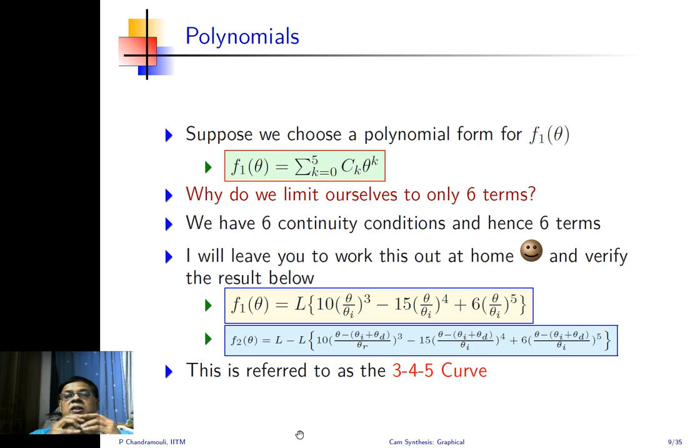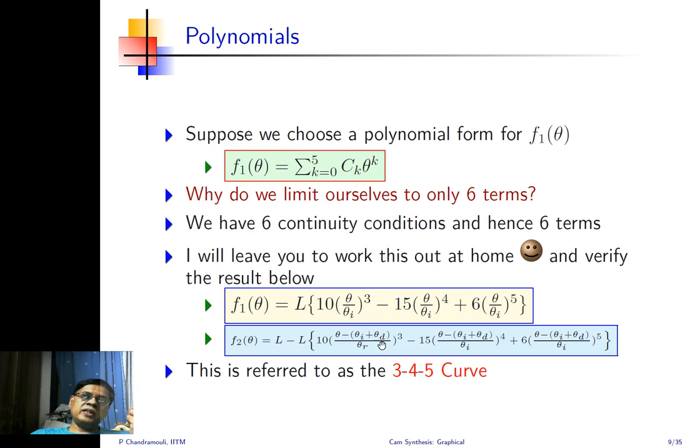Now I am going to leave you to work this out at home and verify that if I plug in all these continuity conditions, the expression that I get for f1 of theta will look something like this. It is L into 10 into theta by theta I cube minus 15 into theta by theta I to the power of 4 plus 6 into theta by theta I to the power of 5. So this is the equation that I get. You can go ahead and plug in and see whether the velocity is continuous, the accelerations are continuous, etc. Now, interestingly, the form for f2 of theta is very similar, except that it is L minus L into whatever that I have.